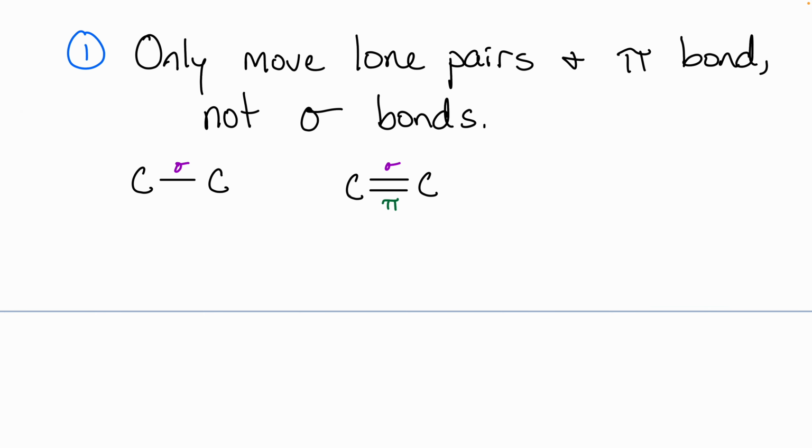And then lastly, if we have a carbon-carbon triple bond, or really any triple bond, what would we have here? Two pi bonds and one sigma, right? So basically the first bond is always a sigma bond. Any after that would be considered a pi bond.